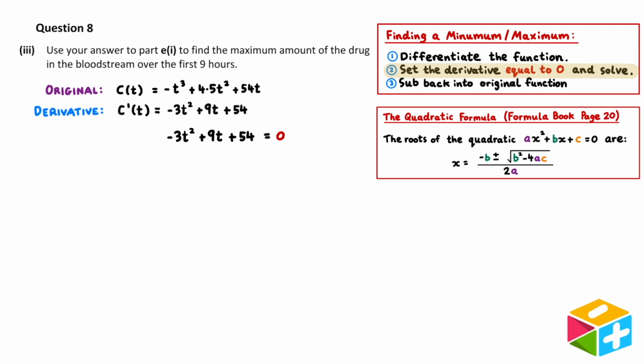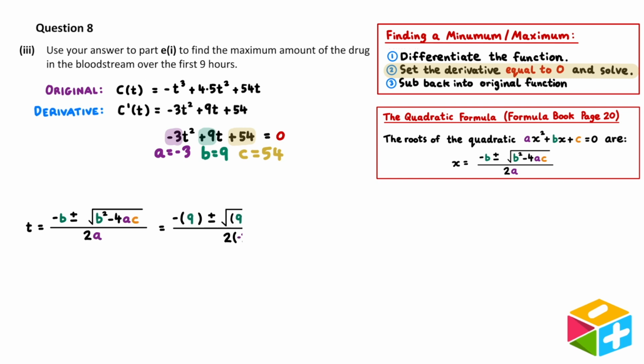To use our formula, we'll first need to identify the values of a, b, and c. A will be the number in front of the t squared, which here is minus 3. B is the number in front of the t, and here b is equal to 9. C is the number all by itself, so here c is equal to 54. Let's sub these values into our formula.